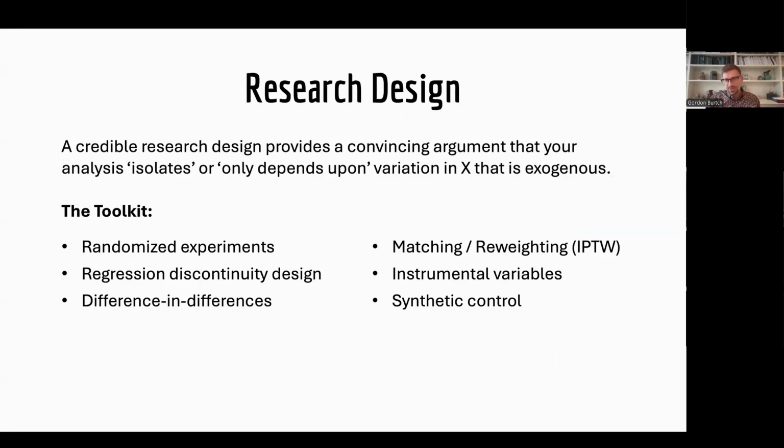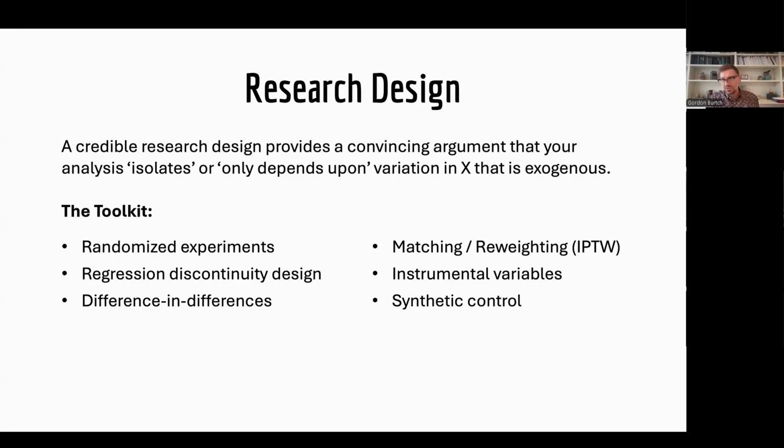A credible research design is a convincing argument that you're isolating exogenous to the system variation in your treatment variable, your X. So there's a toolkit of methods. There's a whole bunch of different things you can do to try to do this or accomplish this. I mentioned randomized experiments. We're assuming that that's not an option here. So we're kind of working our way into some of these other methods. I'll talk about each of them to give some intuition for what they do.